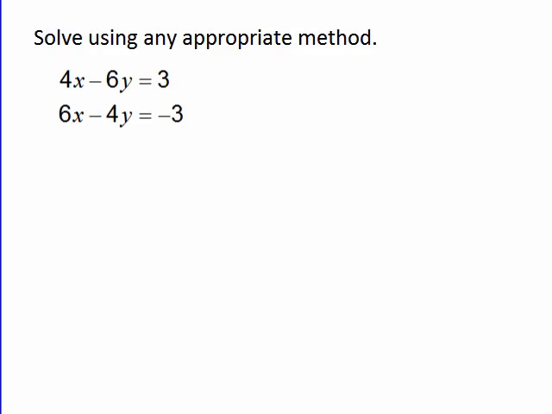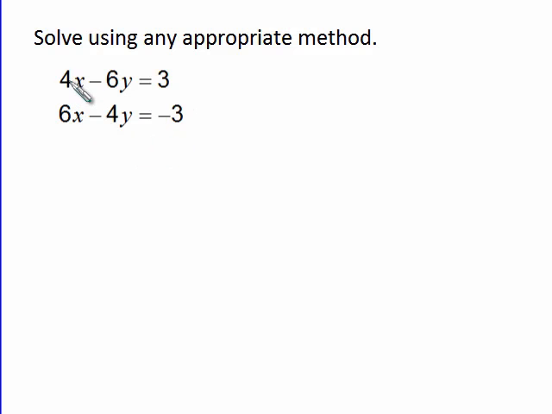Solve using any appropriate method. Our system of linear equations is 4x minus 6y equals 3 and 6x minus 4y equals negative 3. Since they're both in the same form, I'll go ahead and use the elimination method, sometimes called the addition method.